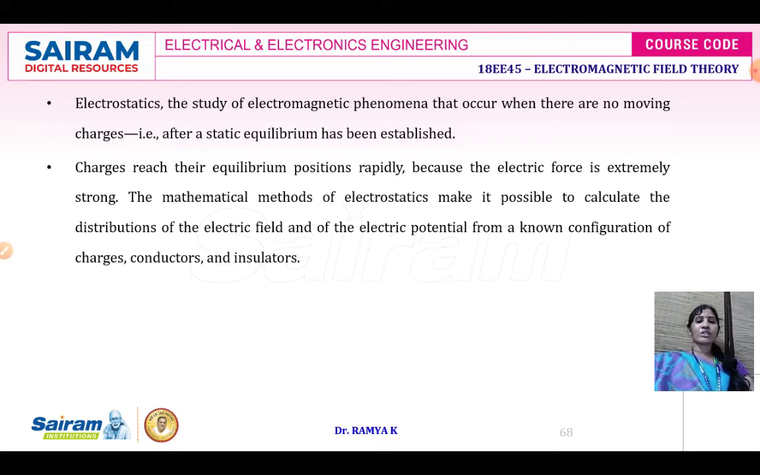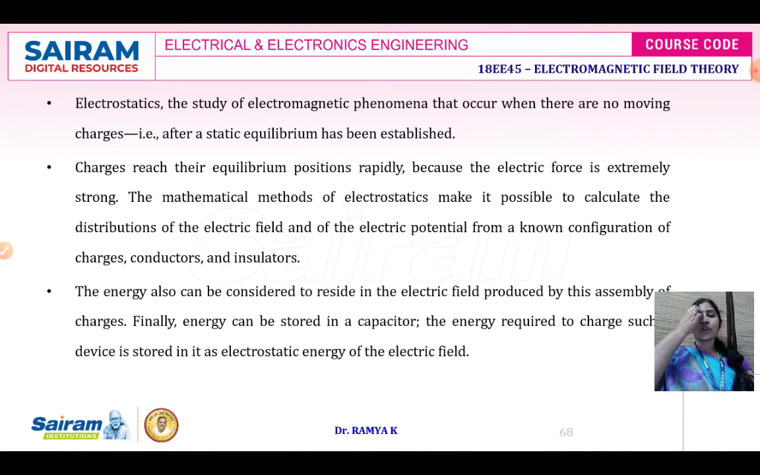Then the mathematical methods of electrostatics make it possible to calculate the distribution of electric field and of electric potential from the known configuration of charges, conductors and insulators. And also we have the energy to be considered in the electric field that is produced by the assembly of charges. Here charges, in the sense, it is not one charge. We have a mass of charges. So the energy to be considered is residing in the electric field produced by this assembly of charges. And finally, the energy can be stored in the capacitor, and the energy required to charge the device is the electrostatic energy of the electric field.